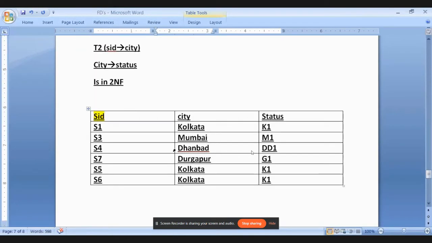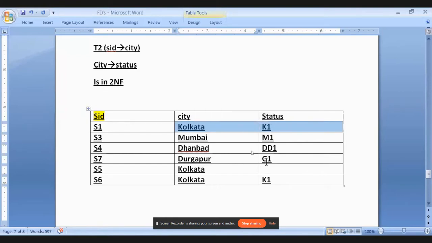But if you look into the second table, the T2 table, here also we have repetitions. Kolkata, Kolkata, Kolkata, K1, K1, K1. These are repetitions, but this is unnecessary repetition. Why? Because if I don't write K1 for this one, Kolkata, am I losing the information of what the status of Kolkata is? No, I can find it out. From where? You can find out from the very first row that the status of Kolkata is K1.